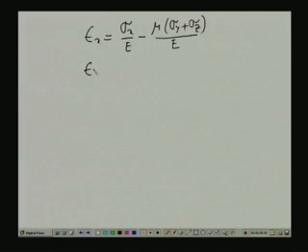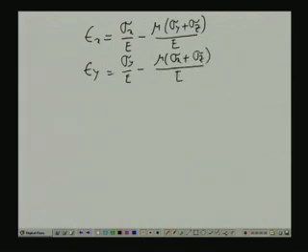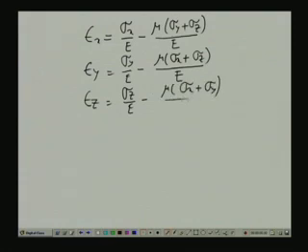Likewise, epsilon y is equal to sigma y by E minus mu times (sigma x plus sigma z) by E. This we have seen while discussing the generalized Hooke's law. And epsilon z is equal to sigma z by E minus mu times (sigma x plus sigma y) by E.